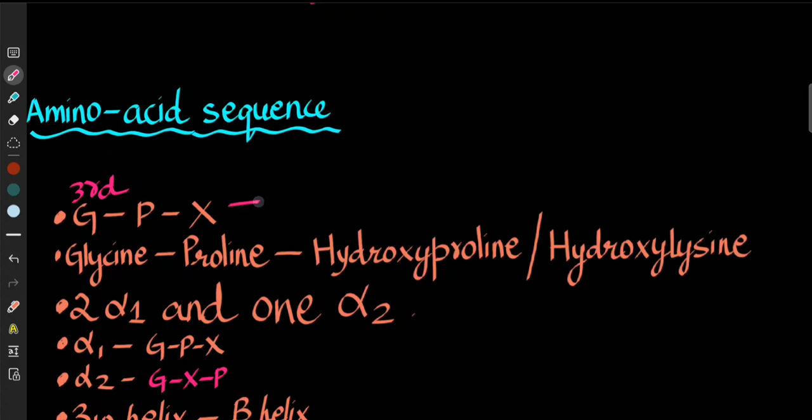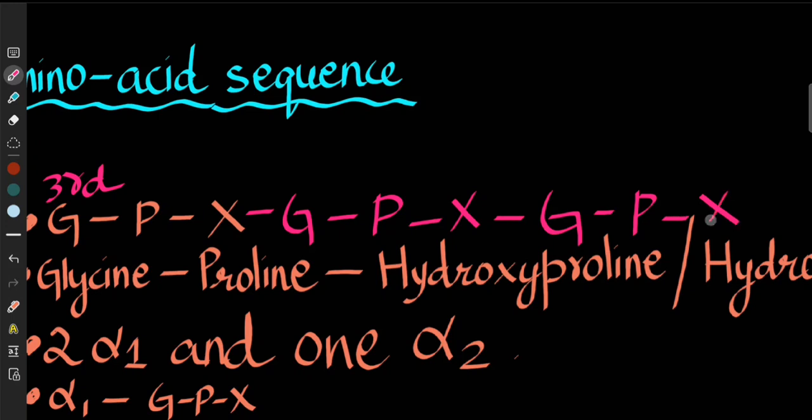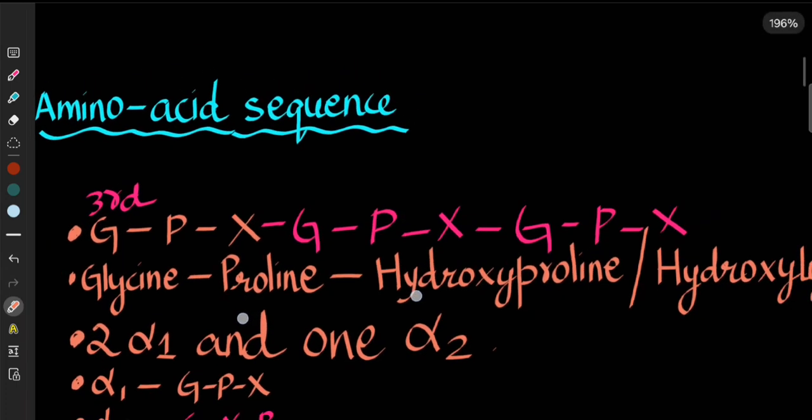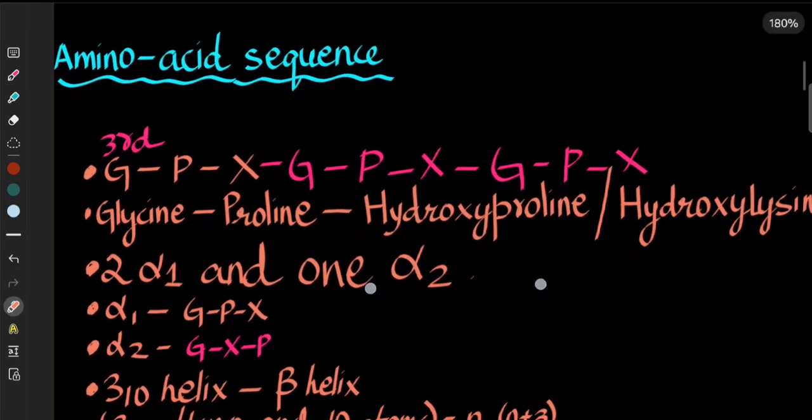It'll be something like this. Let me just write. So it will be G, and then P, and then X, and then again G, and then P, and then X. It is not mandatory that P and X will be repeating, but it is mandatory that glycine will be repeating at every third amino acid. That means after every two amino acids, glycine will be present. Therefore, it is an important factor that decides the structure of collagen, right?